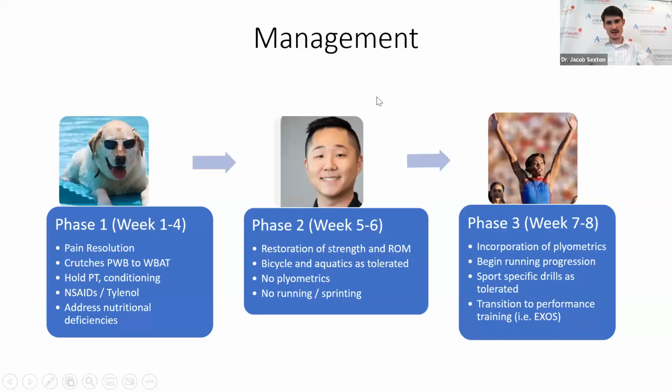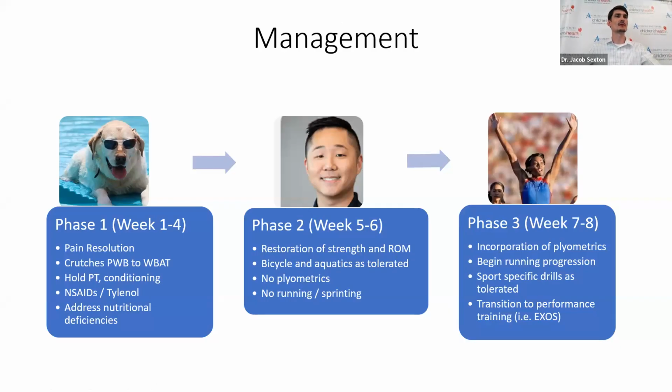Management. This one's not as bad. It's only 8 weeks. So phase 1, week 1 through 4, my goal is to get pain resolution. I get them on crutches initially, and usually that's about 2 weeks. Once they are pain-free and they're able to walk in a pain-free motion, that's when I start transitioning to weight bearing as tolerated. I hold on PT at that time. I don't want to stress those structures too much.